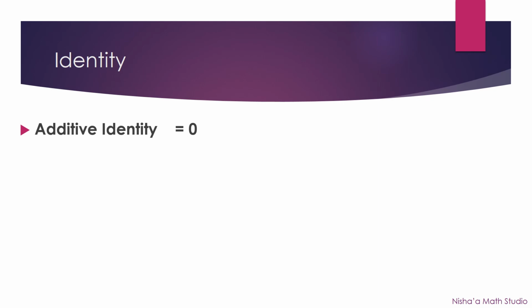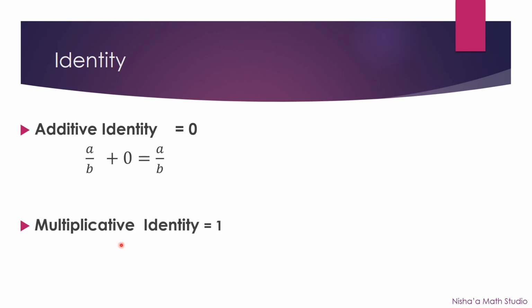Now let's see the identity. Additive identity is 0. That's because if you add 0 to any rational number, the answer will be the rational number itself. So, 0 is called as the additive identity. Multiplicative identity is 1. That's because when you multiply any rational number by 1, the result will be the rational number itself.